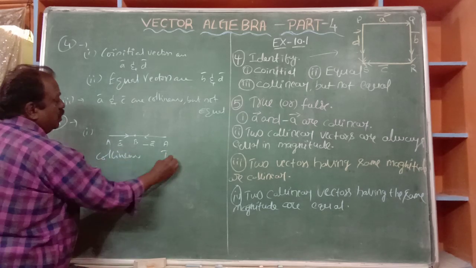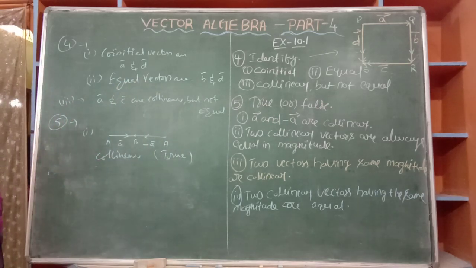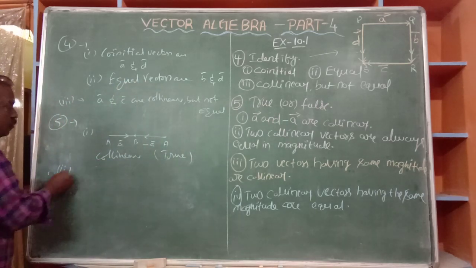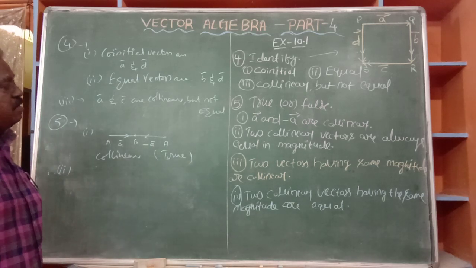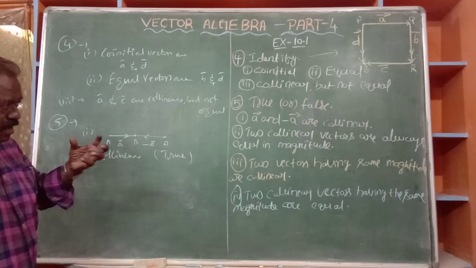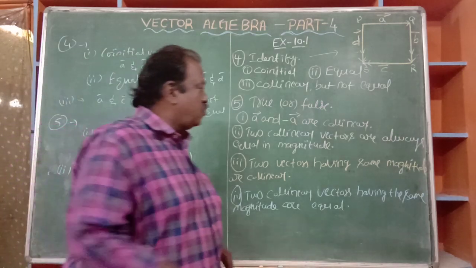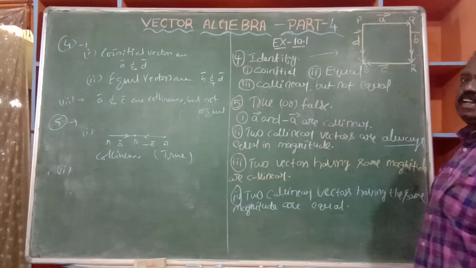Yeah, so it is true. Yeah, correct. Next, the second one: two collinear vectors are always equal. They need not be equal. Here it fails.